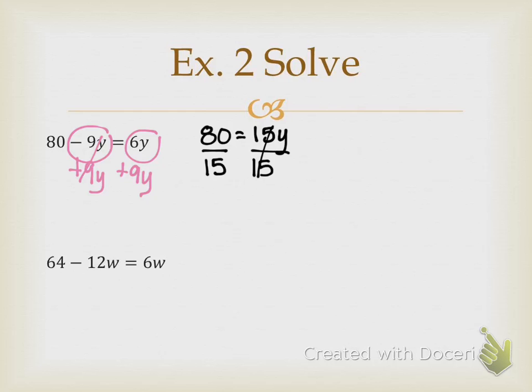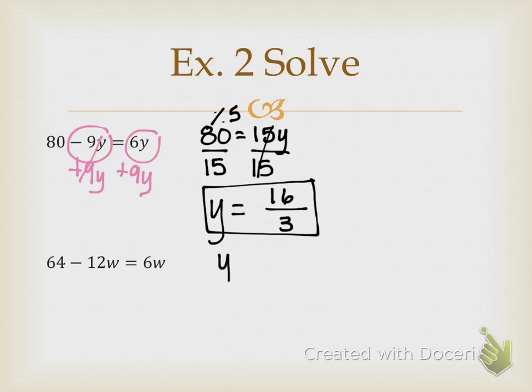Now, will 15 go into 80 an even amount of times? No. So this is where we're going to have to reduce our fraction. And I got to think about it. What is the biggest number that will go into 15 and 80? 5. So I say, okay, I'm going to divide both of these by 5. What's 80 divided by 5? 16. What's 15 divided by 5? 3. There's my final answer. Also, you could write it as y equals 5 and 1/3. Either one of these are correct answers.